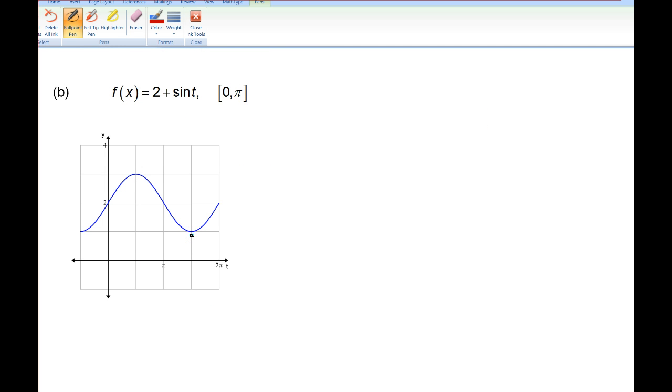Let's look at the next example. Okay, so we have 2 plus sine of t from 0 to pi. So I want f of pi minus f of 0 over pi minus 0. So here's 0. Over here is pi.